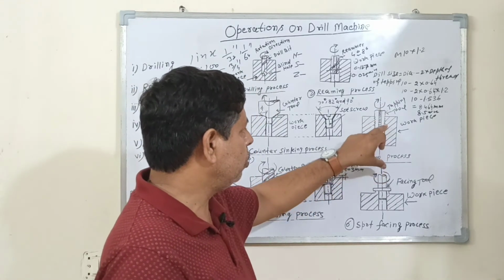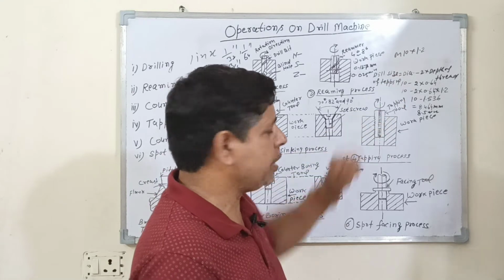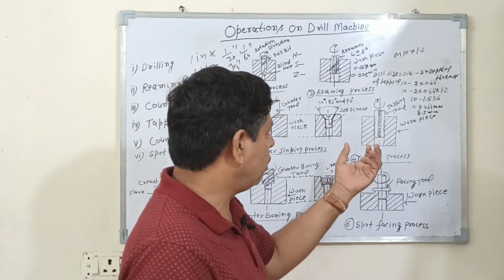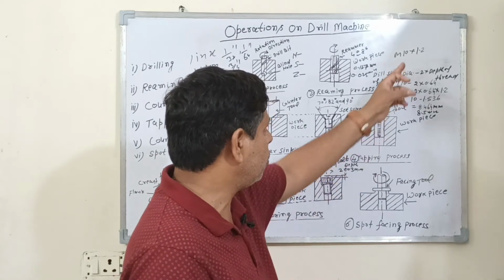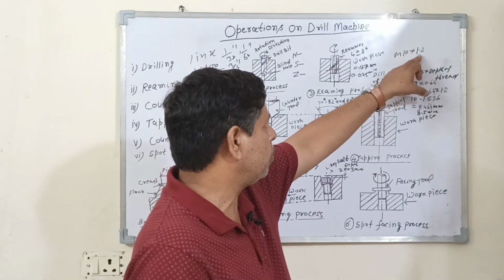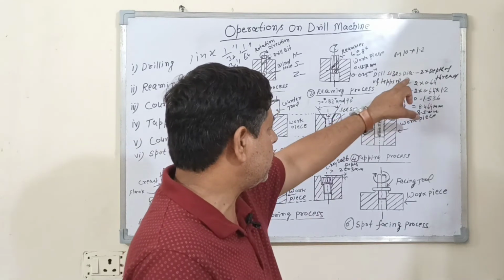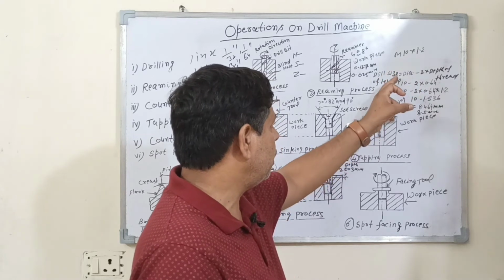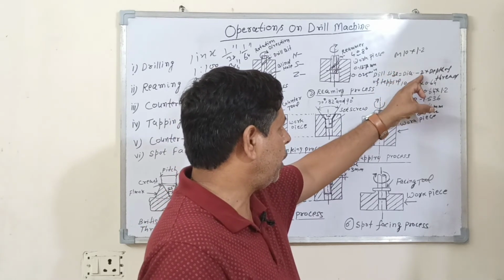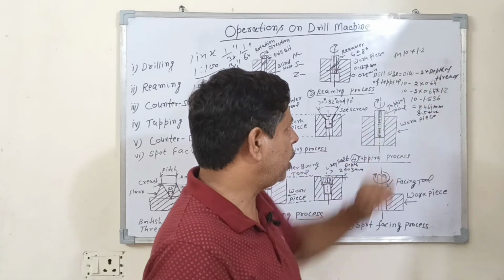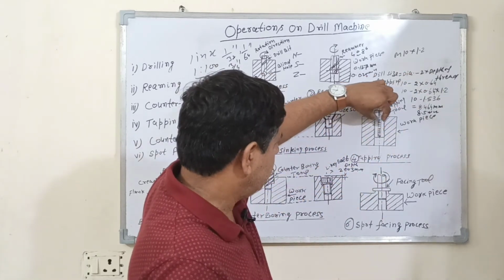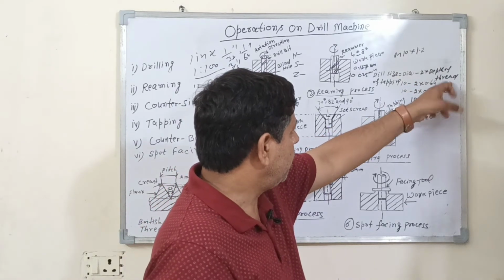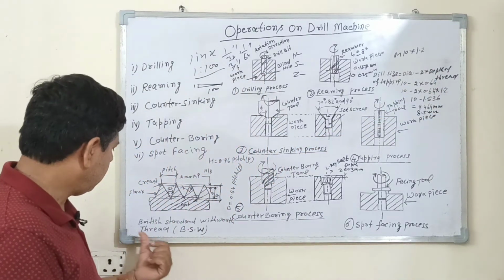So how to calculate the drill size? What is the requirement of the drill to cut the M10 into 1.25? You will use this formula to calculate the drill size: outer diameter minus 2 into depth of thread. Outer diameter means the diameter of the tap. Depth of thread comes from this figure.